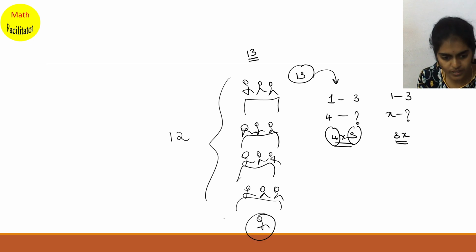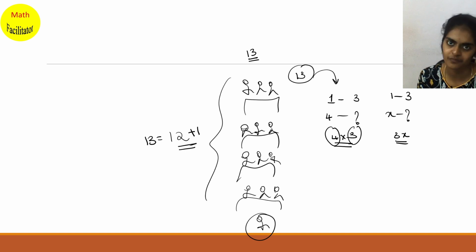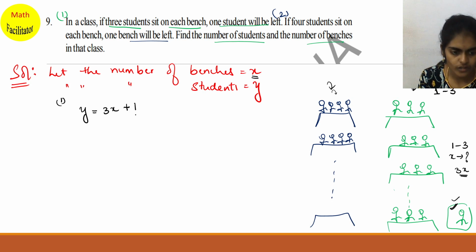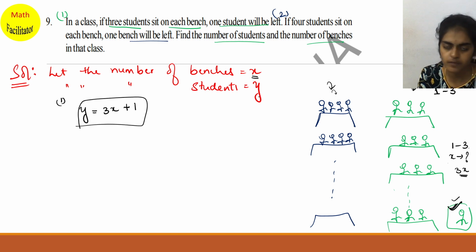So with these 12 students, should I add this 1 student also to get the total strength of the class? Yes or no? Right, so I'm adding that 1 student also here. So in one bench 3 students, so x benches 3x students, plus this 1 student remaining, so that we'll add. This gives me the total number of students, which is nothing but y.